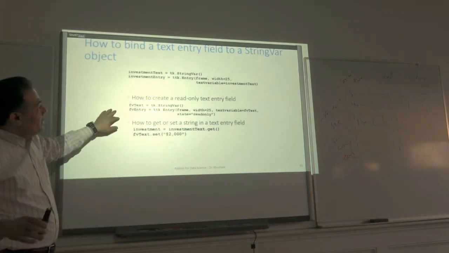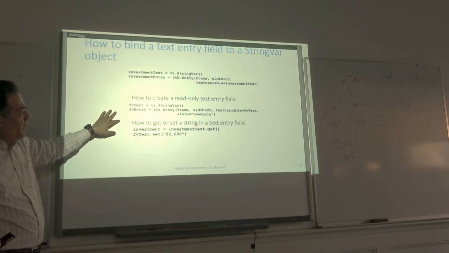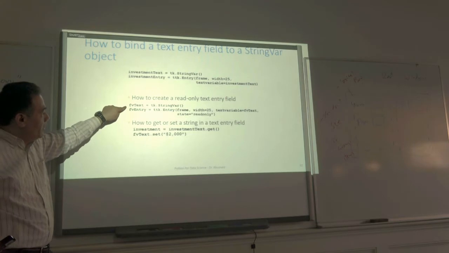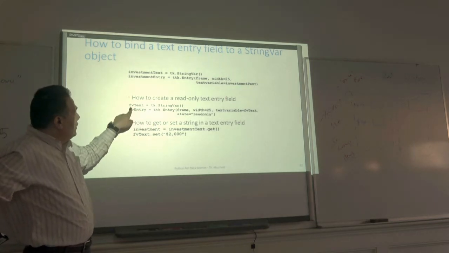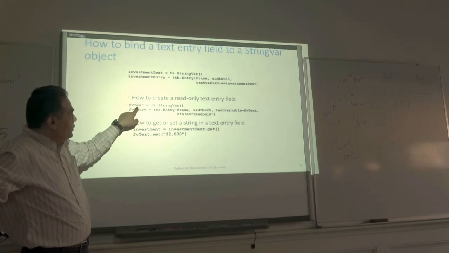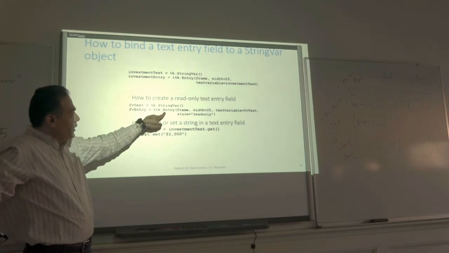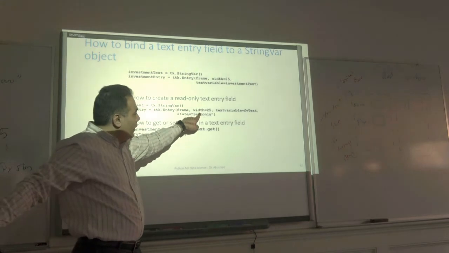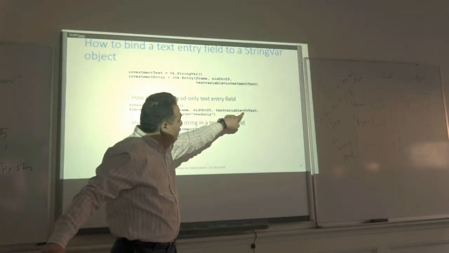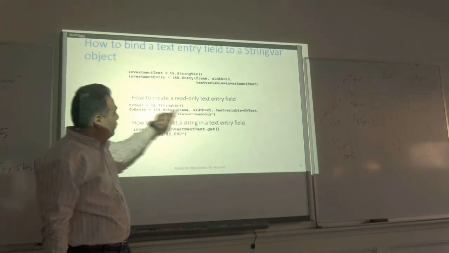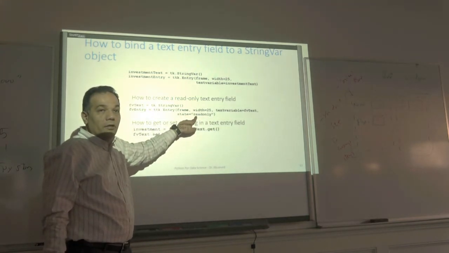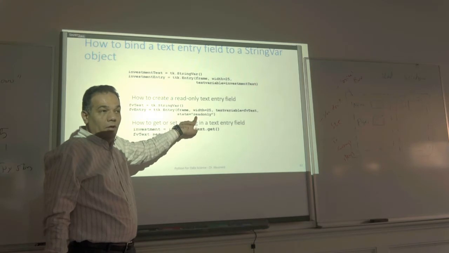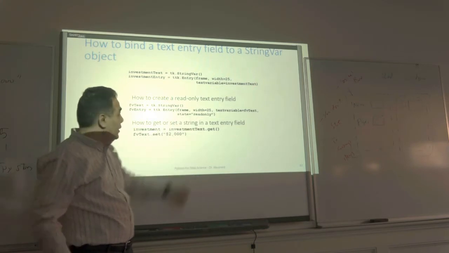So how to create a read-only text entry field? Read-only. So look in here at what I did. Okay. I created a string variable. Then it's FV text. All right. That's the entry. It's in the frame. That's the width. Then the text variable. So whatever is in this variable will be saved in here, and the state is read only. Read only. That means you cannot change it. Okay. Read only.